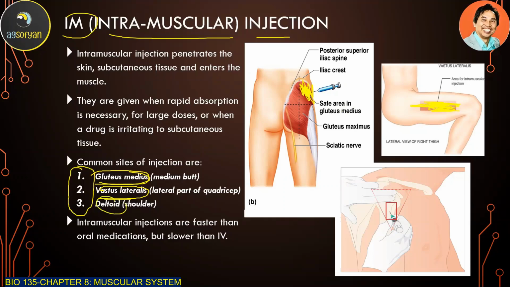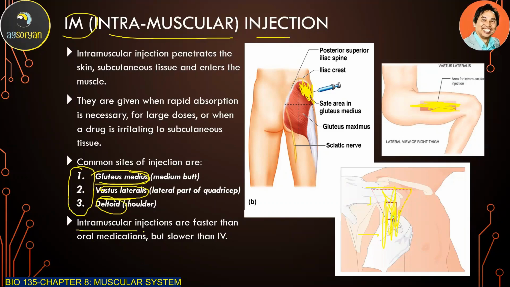And the deltoid, the shoulder muscle. This is the shoulder area over here. These are the three main sites for intramuscular injection.